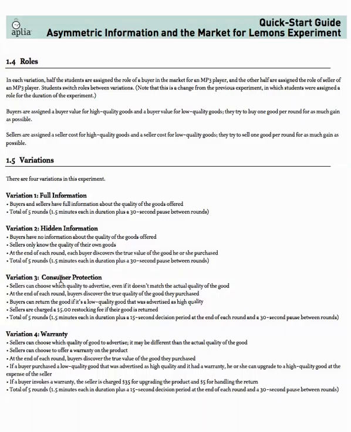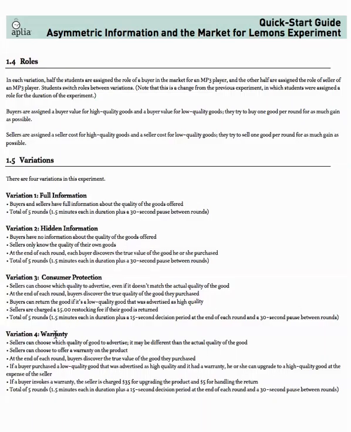Then we'll do what's called consumer protection. Sellers can choose which quality to advertise, even if it doesn't match the actual quality of the good. At the end, buyers discover the true quality of the good. Buyers can return the good if it's low quality that was advertised as high. Sellers are charged a $5 restocking fee if their good is returned. There's a total of 5 rounds, 1.5 each in duration, a 50-second decision period at the end of each round and a 30-second pause between rounds.